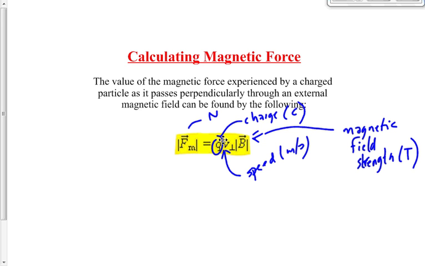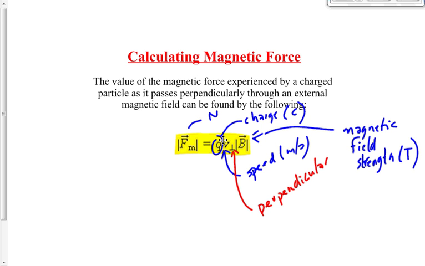What does this little thing right here mean? This little upside down T. It's perpendicular. Okay, I told you the hand rule is only valid if the charged particle is moving perpendicular to the field. Well, so is the equation. You can't use this equation if the charged particle is not moving perpendicular to the field either.